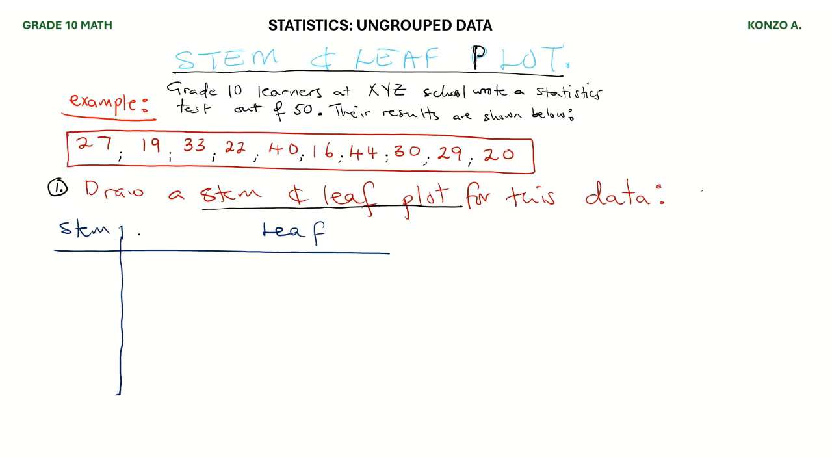Now, what do you do here? I've already separated this. On the left hand side, I drew what we call the stem, and on the right hand side, I wrote leaf. What exactly is the stem? On the left hand side, where you have the stem, please put the leftmost number. So for the stem, let's discuss it here.